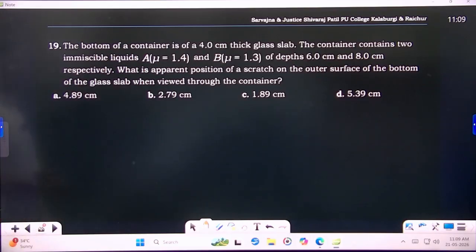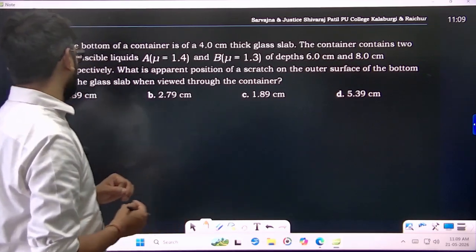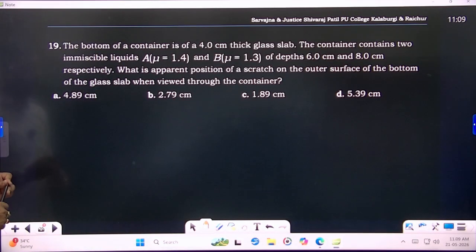The container contains two immiscible liquids A and B. Refractive indices are given and the depths are also given. What is the apparent position of a scratch on the outer surface of the bottom of the glass slab when viewed from the container? Let us take this one onto the next page.